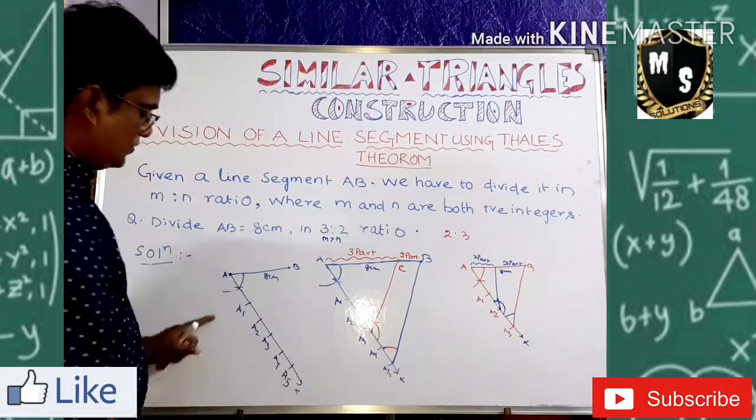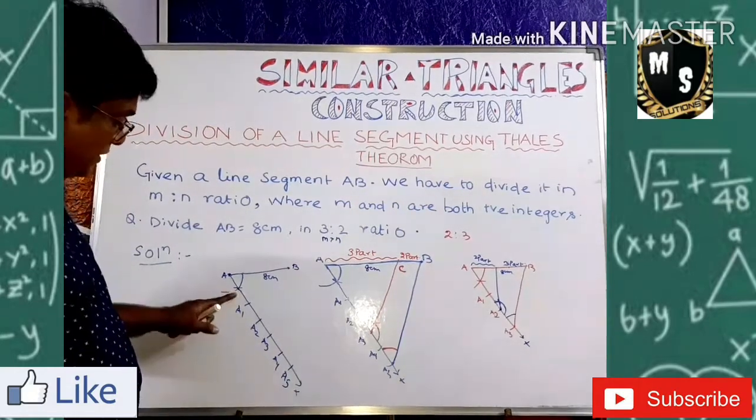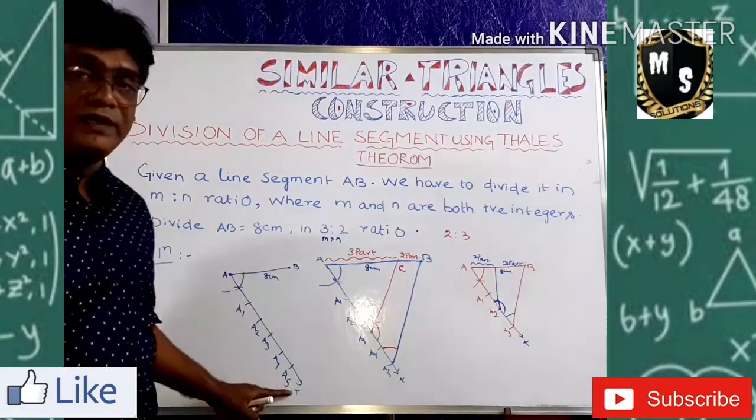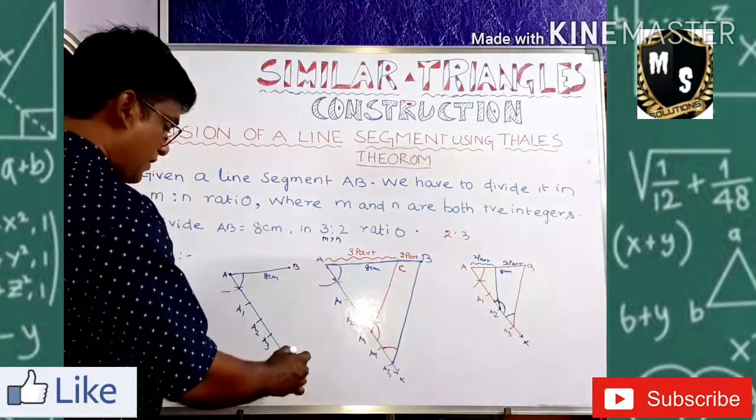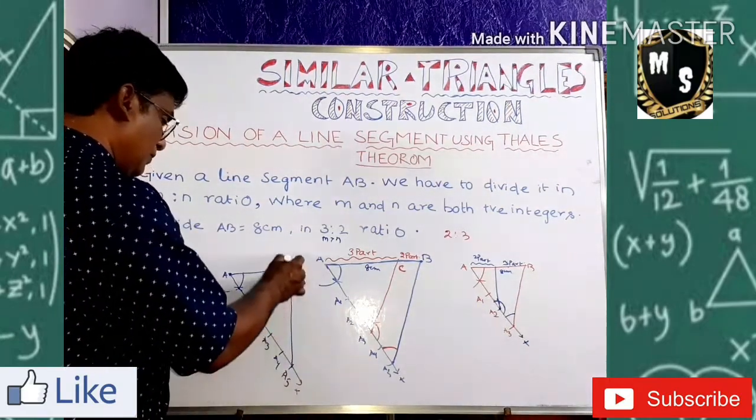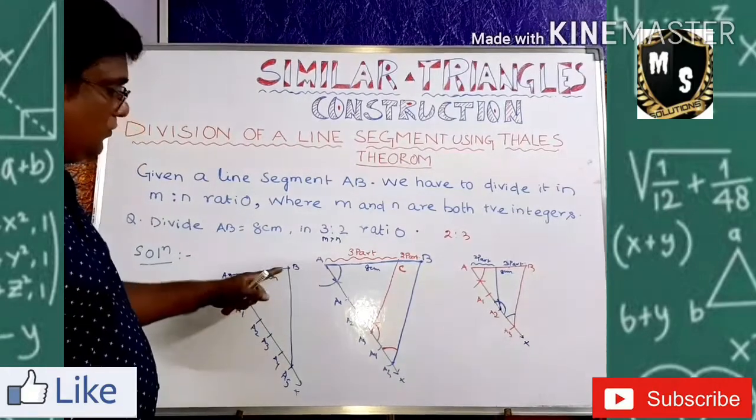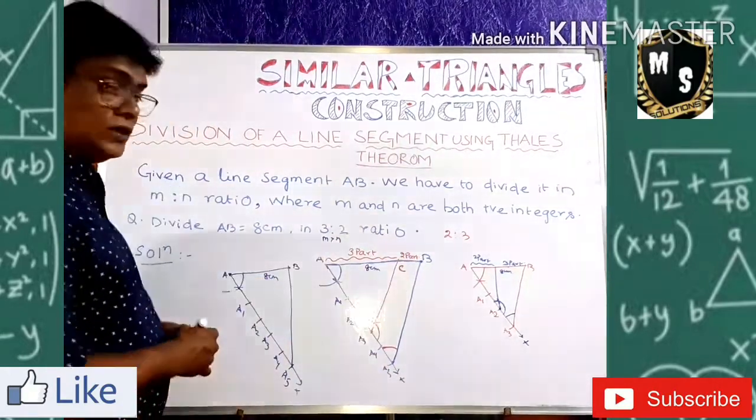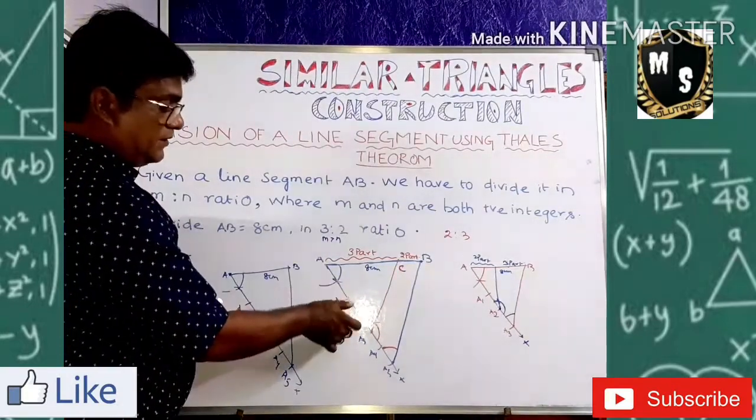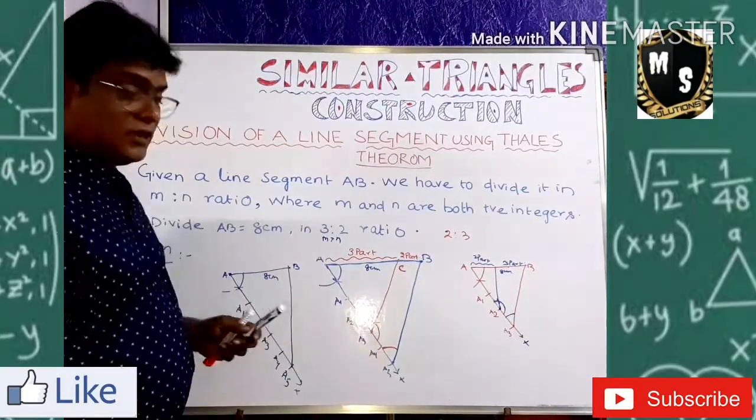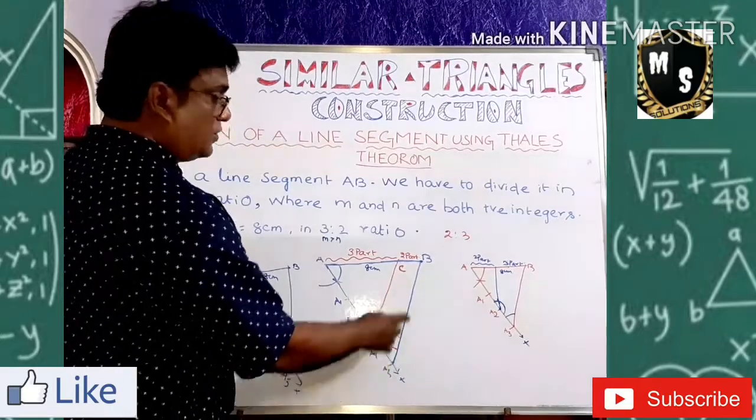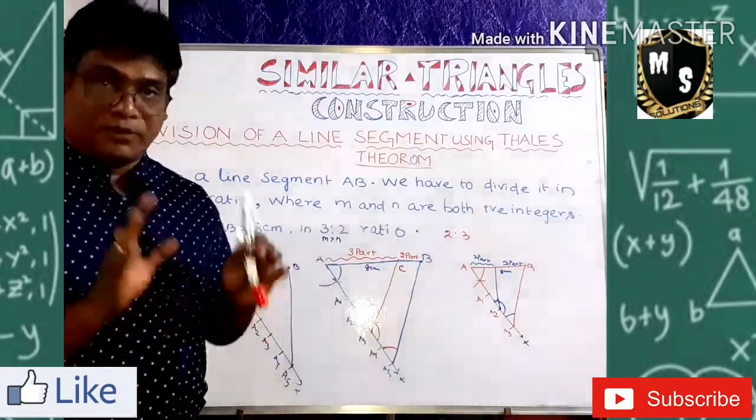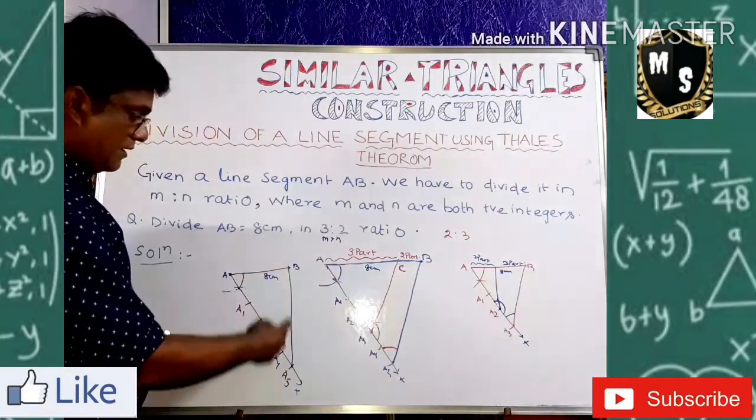I hope you understood how the divisions are made, from here, not from there. Then after coming to A5, you join it to B. A5 is joined to B. This is divided into 5 parts. The last, fifth part is joined to my B. After joining, this type of figure will come.